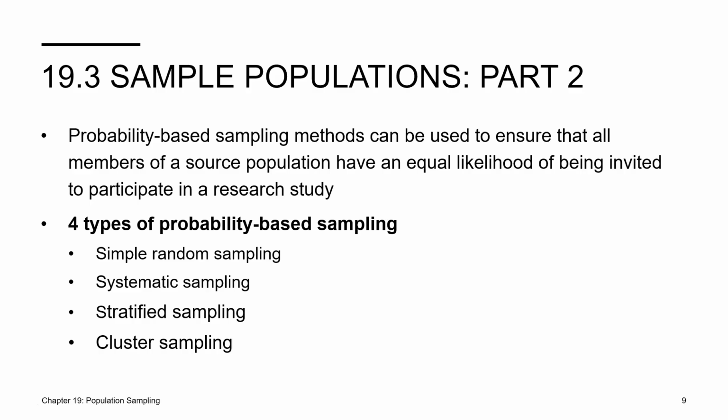There are different types of sampling that you can use to try and minimize those types of biases. The most promising form of sampling, the best sampling method, is probability-based sampling. These methods are used to ensure that all members of a source population have an equal likelihood of being invited to participate in a research study. There are four main types of probability sampling: simple random sampling, systematic sampling, stratified sampling, and cluster sampling.